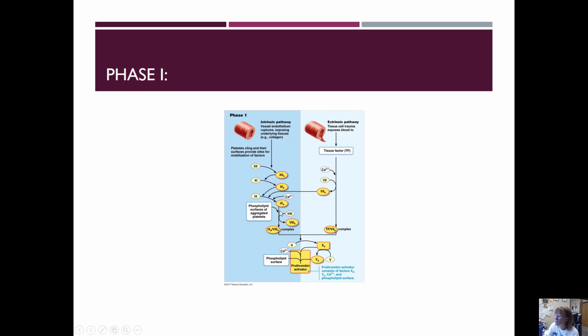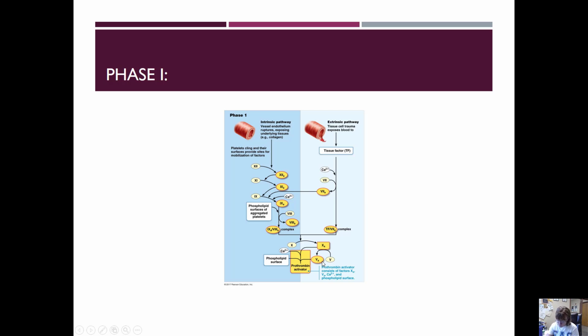And then, like we said, the platelet surfaces will allow the activation of 8, and then you'll get the 9-8 complex, and that will activate factor 10, which then with calcium on the phospholipid surface of the platelets will cause the production of prothrombin activator after 10 has activated factor 5.